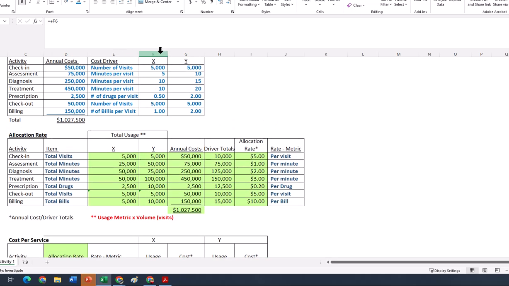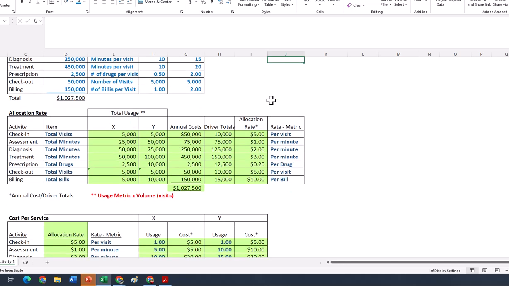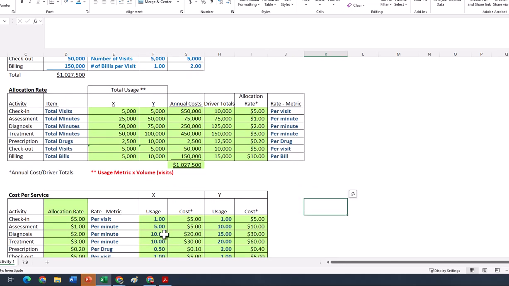F6, F6, where are you? F6, there you are, right there. And we've linked it back to our data table.